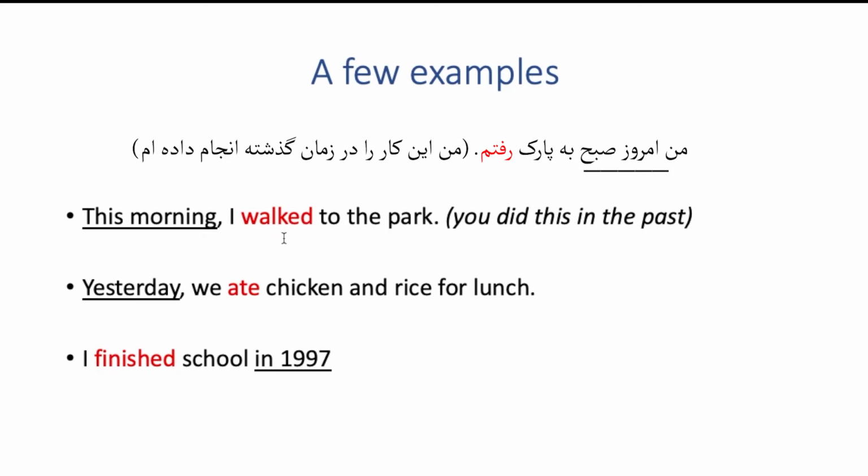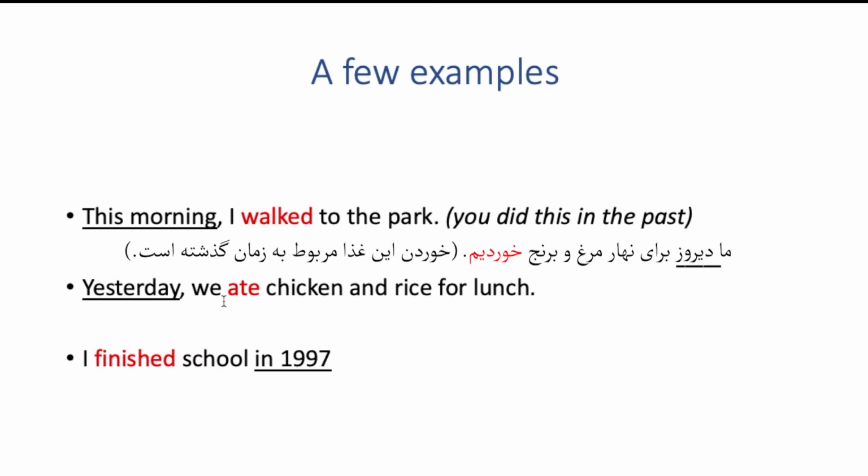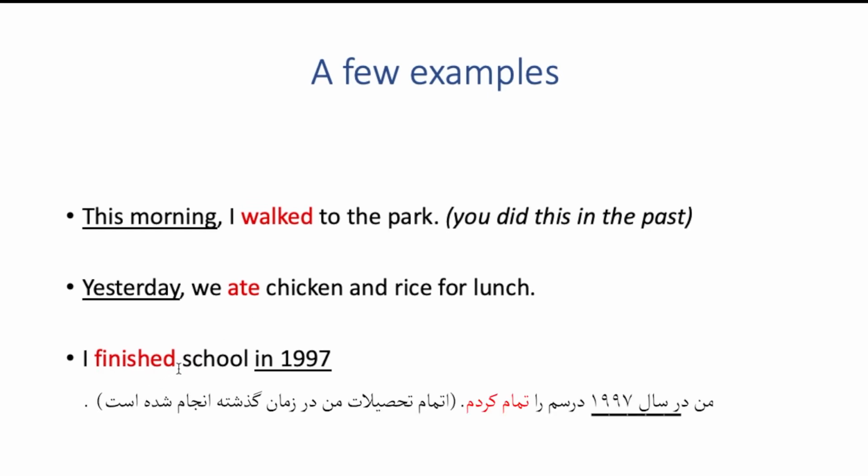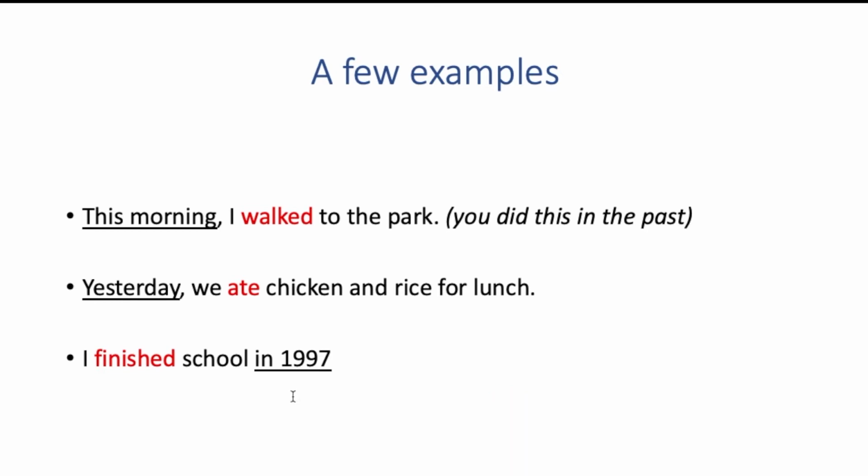This morning I walked to the park. So walked is a verb, an action in the past simple. Yesterday we ate chicken and rice for lunch. So ate is a past simple verb talking about the past. And I finished school in 1997. So it's 2020 now. So this action happened in the past, in 1997.